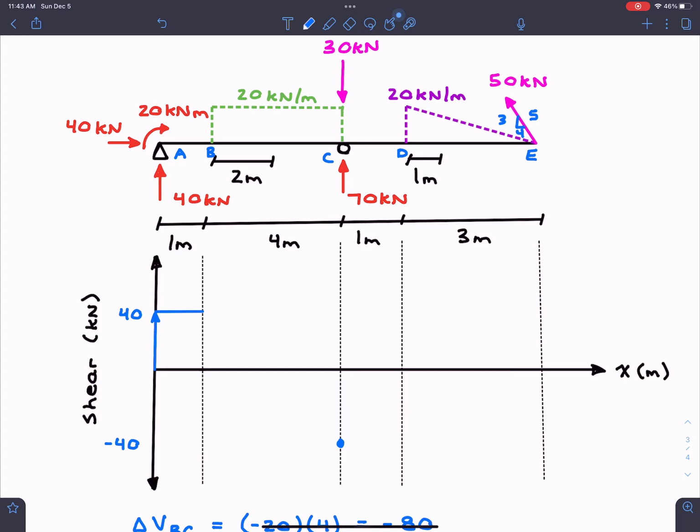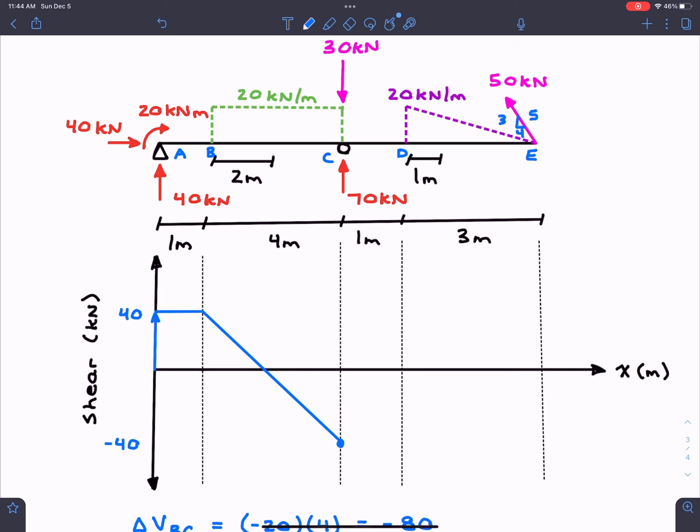The shear will always be one order up from the distributed load. So as we can see, we currently have a constant distributed load, which means that we are going to have a linear shear profile. So what I can do is just start at B, and I'm just going to draw a linear line over there down to C. We know that this must be our actual shear profile.